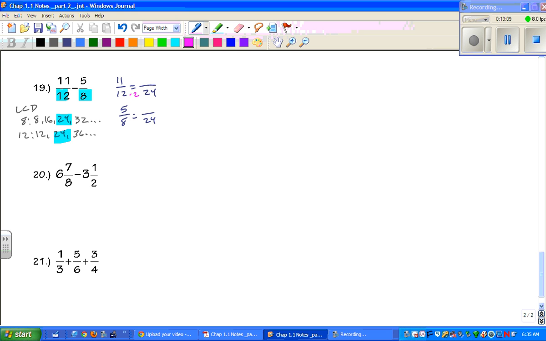You multiply 24 by 2. So you get 22. You multiply 8 by 3. And we get 15. So our new problem is 22 over 24 minus 15 over 24. The denominator's the same. We do not change it. And now 22 minus 15 is 7. And we cannot reduce that. Okay?